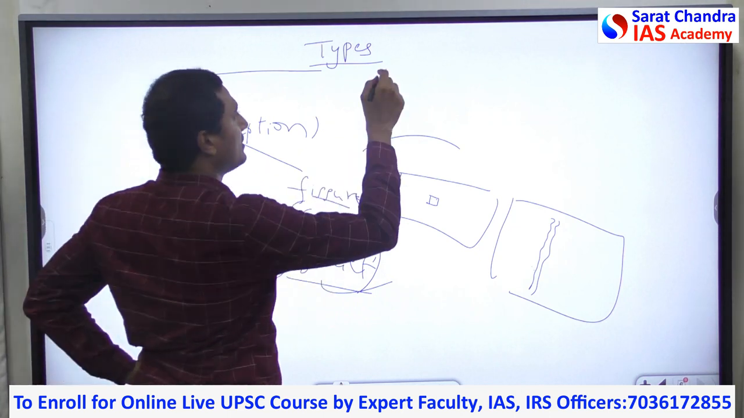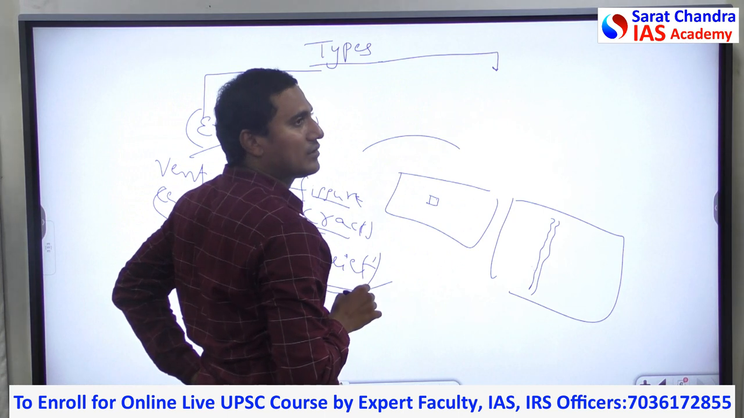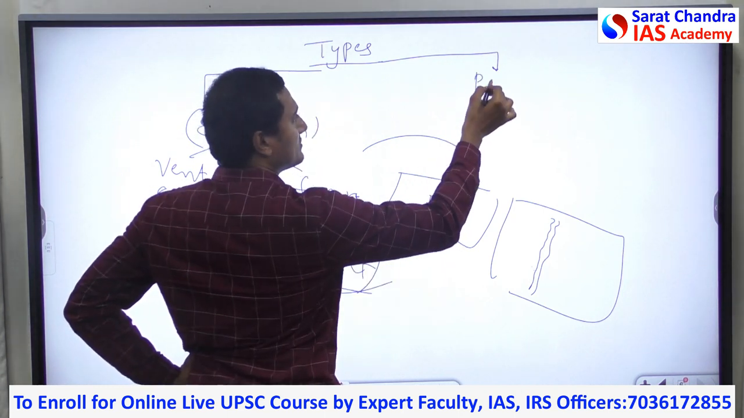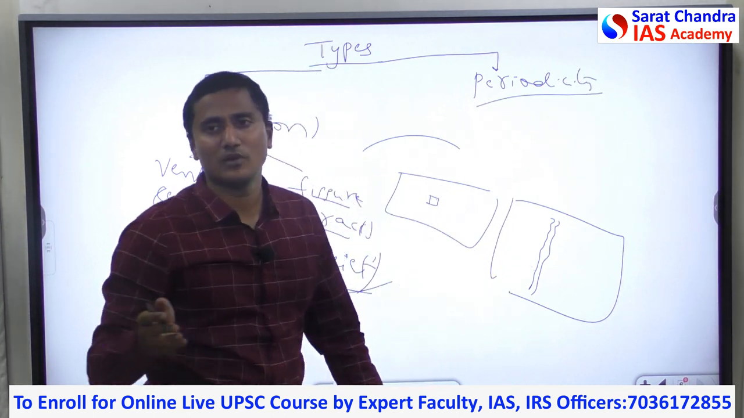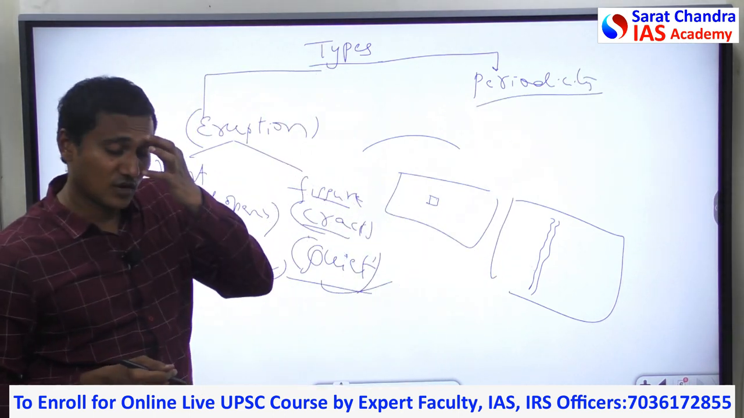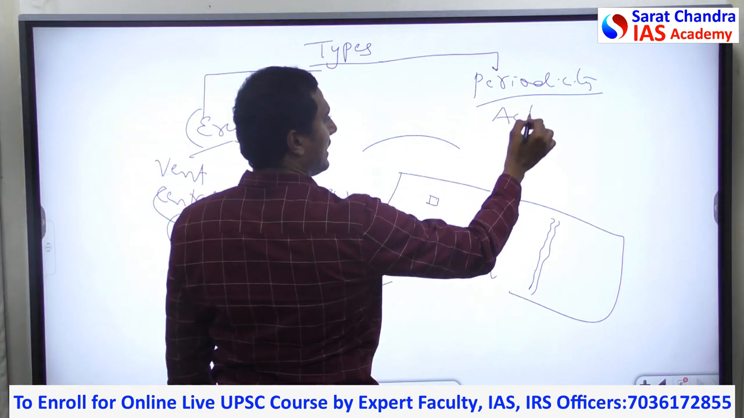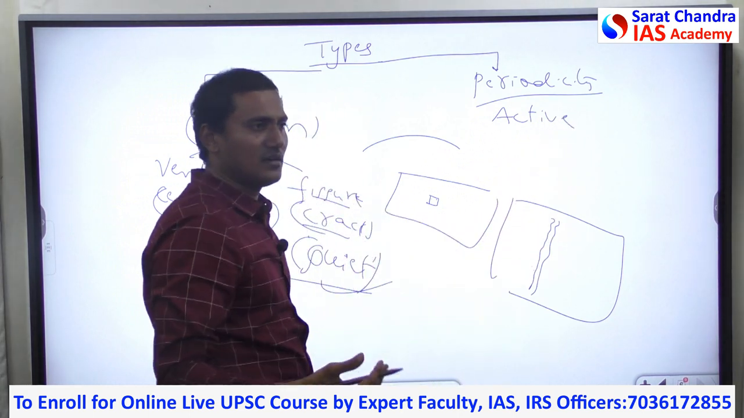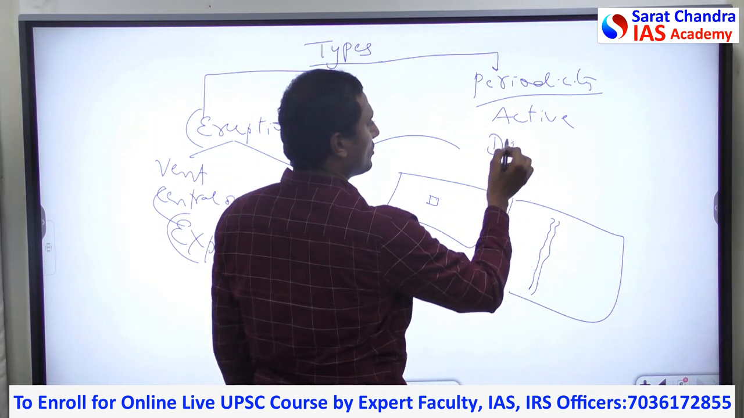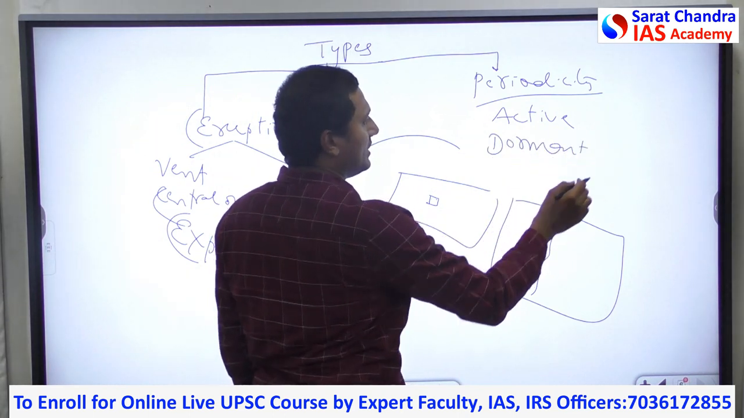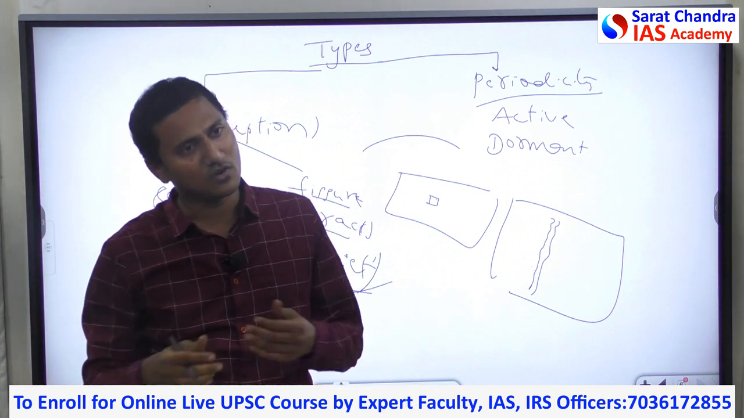But some people actually name the volcanoes based on their periodicity. For example, Stromboli volcano is a continuously active volcano. Active means occurs regularly. Regular eruption. Then dormant volcano. Dormant means it was active some time back, but now it is not occurring. I mean, from the last several years, not occurring. Dormant.